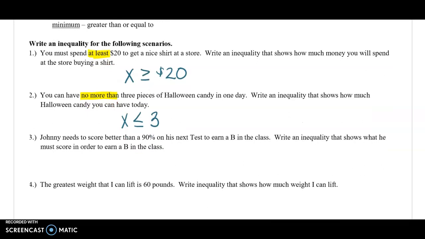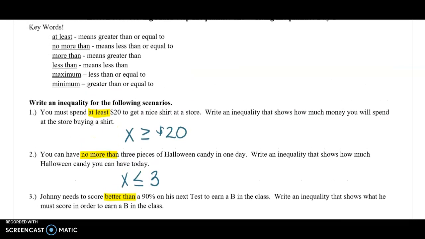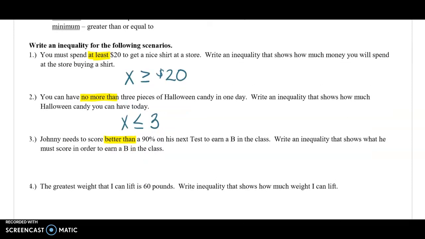In number 3, it says Johnny needs to score better than a 90% on his next test to earn a B in the class. If you go up and you look, there's no better than, but better than is very similar to more than. So that means it is just a greater than symbol. So x would have to be greater than 90.